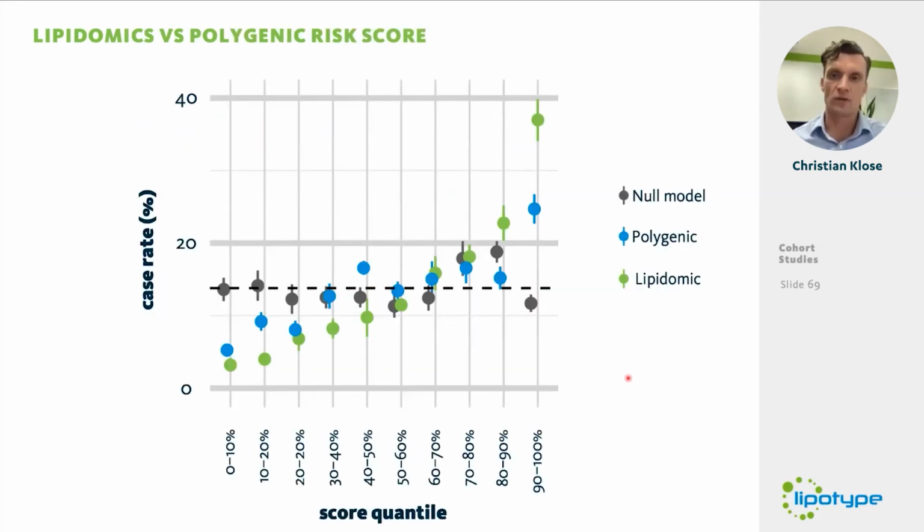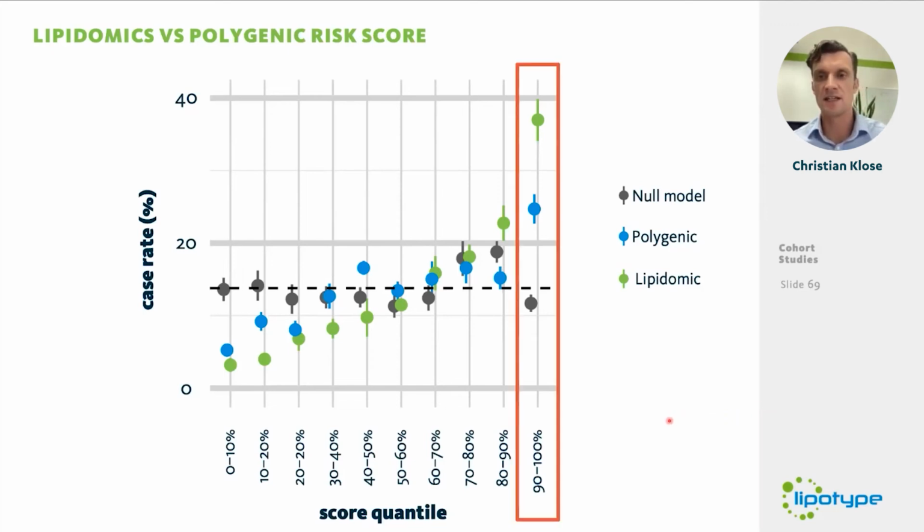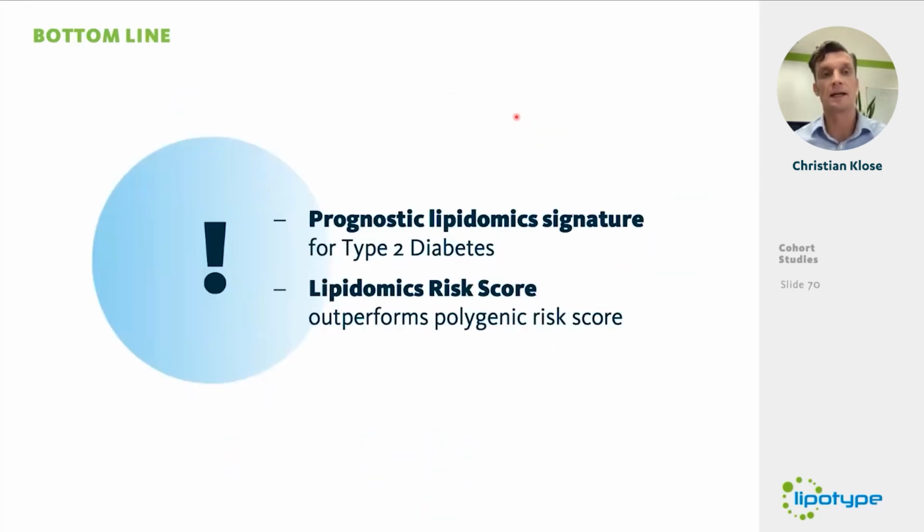And we then, and this is shown here, sort these subjects according to risk score and calculate the diabetes case rate in each of the deciles of this whole population. As you can see here, in the highest decile, those with the highest risk score, we have a case rate of about 25% for getting diabetes in the next 23 years with a polygenic risk score. While for the lipidomic risk score, we have a case rate of something close to 40%. So clearly, lipidomics predicts the risk for getting diabetes much better.